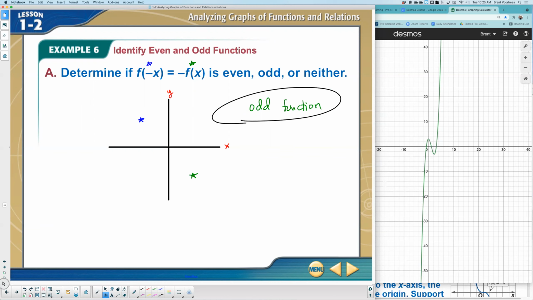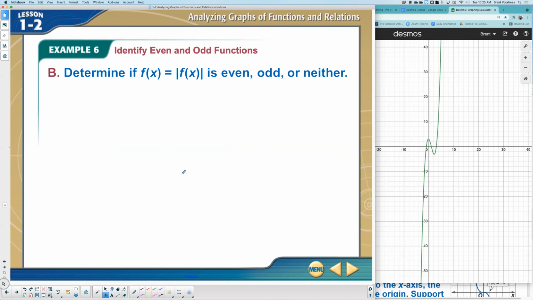How about that? Odd goes over the origin. Odds go together. Evens across the y. And remember, if it's across the x, it's not a function at all. All right, part B.